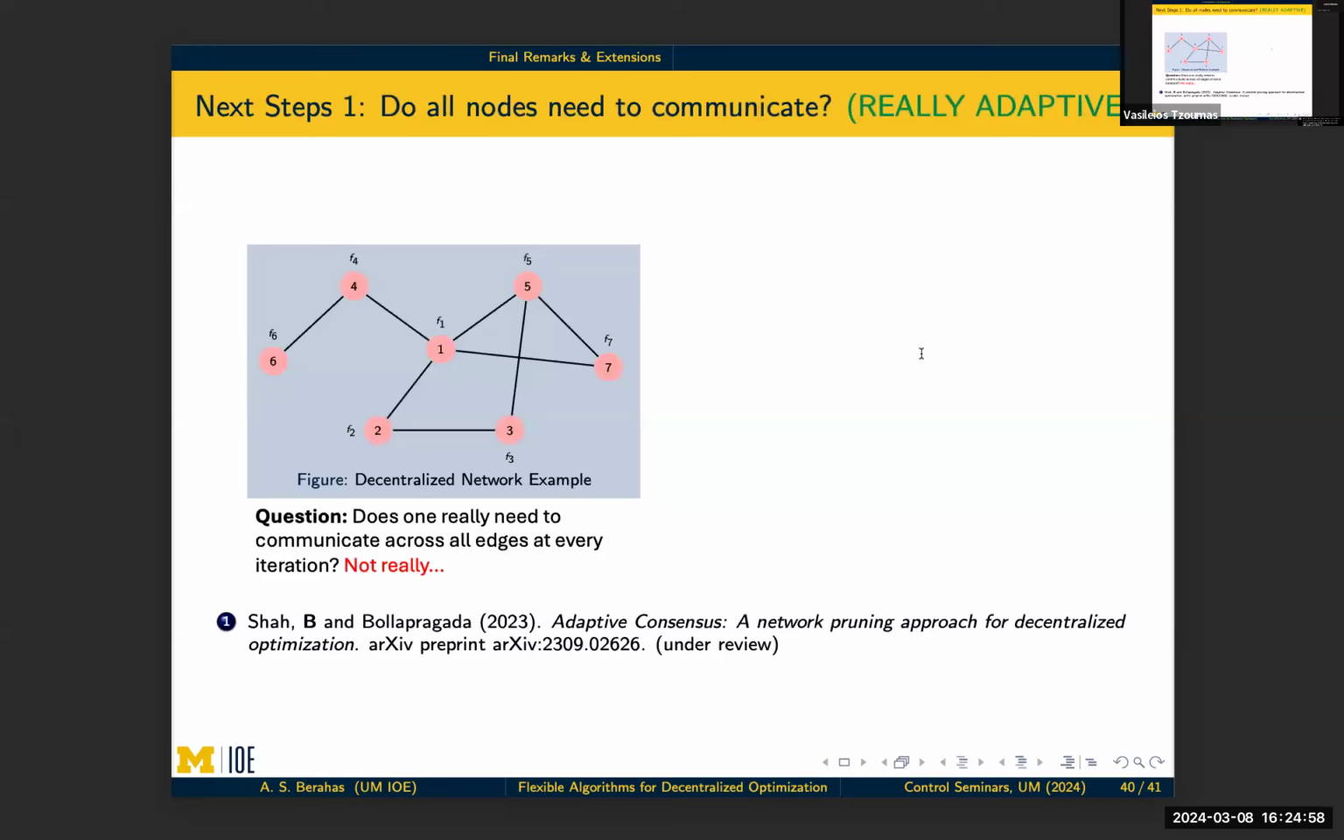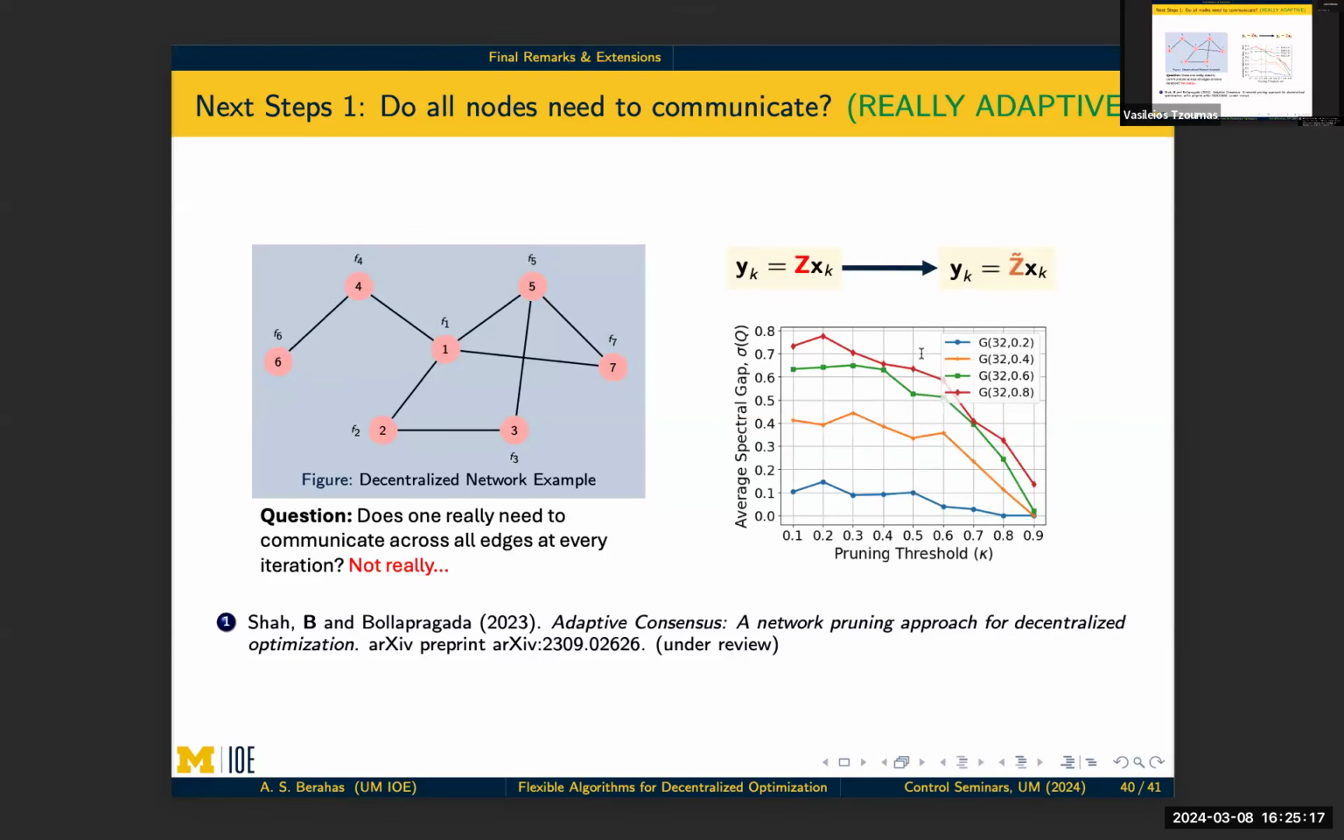So we started off with this network, right? And here's the question that I want us to ask. Does one really need to communicate across all edges at every iteration? Right. Here you might say, yeah, there's not too many edges, but think about a fully dense network. Do you want to communicate across all the edges? Is it necessary to do that? And the answer is no. So instead of doing a step where you're mixing with the Z matrix that we had, think about Z tilde being the Z matrix where some elements that were non-zero in that Z matrix, I'm zeroing them out. And let's do communication in this way.